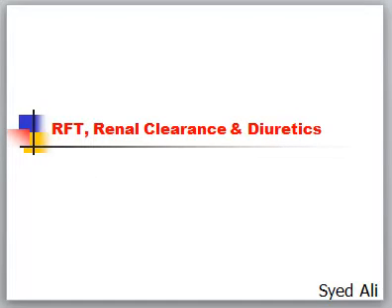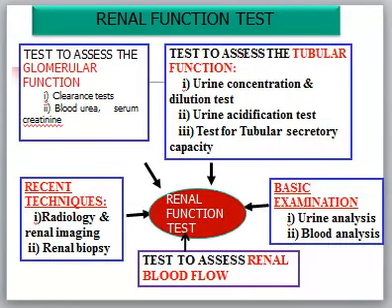First of all, we are going to see what the renal function test is, its composition, and what the uses are. There are tests to assess the glomerular function and tests to assess the tubular functions. In the renal function test, we first check the urine and the blood. So why are we checking the urine and the blood? Checking the urine is reasonable. But why are we checking the blood also?